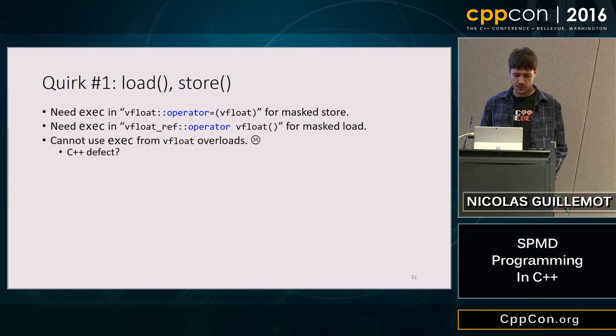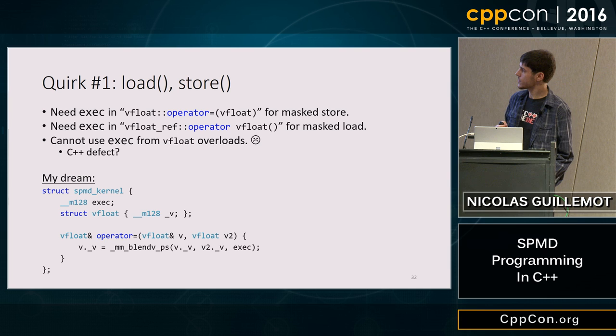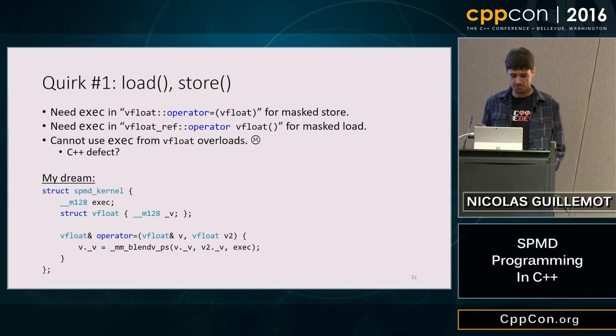So that's why I can't use it. Maybe it's a C++ defect, because I don't see why this isn't possible. Maybe we just don't have the syntax for it. What I wish I could do is have my vfloat class and write the assignment operator in the body of the SPMD kernel, with access to the execution mask. I already have this code, it's just called load and store instead of operator assignment. So other than syntactical issues, I don't see why this isn't possible. Maybe that's an improvement that's possible.